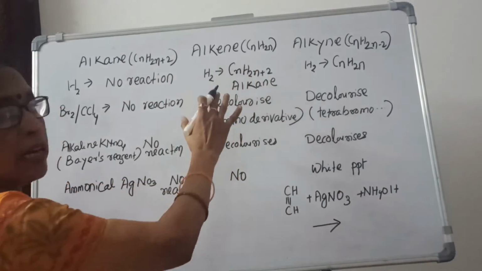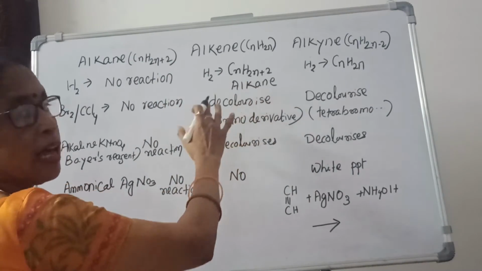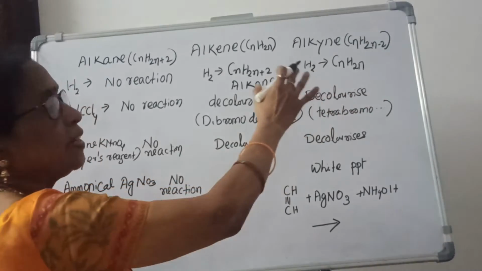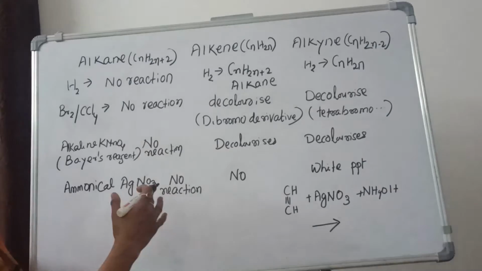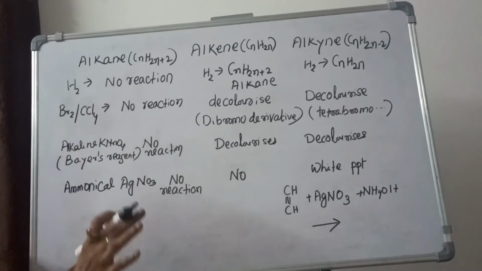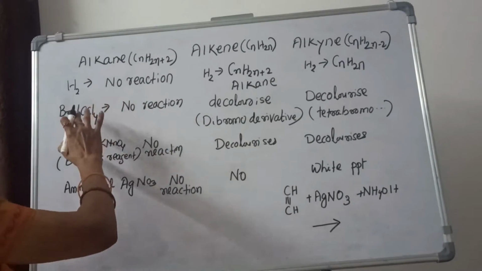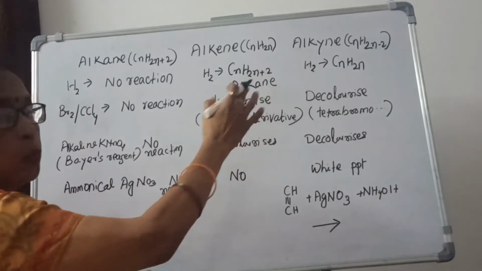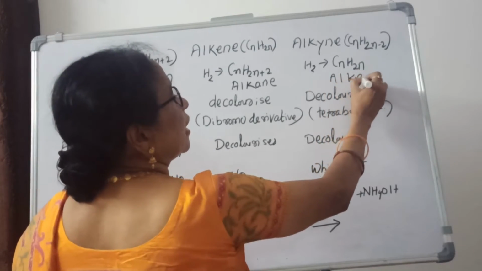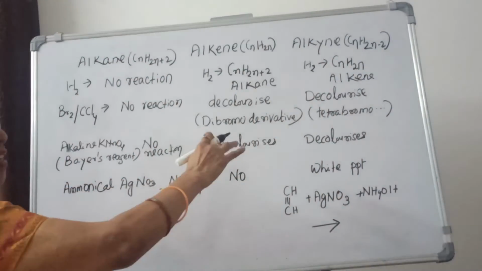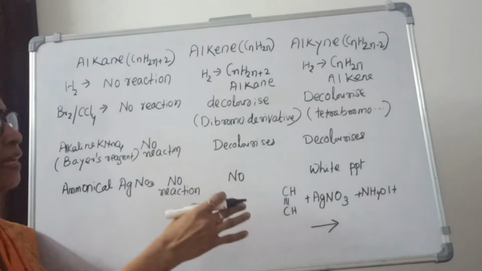And similarly alkene contains a double bond, that is why hydrogen reacts, and it gives alkane. Similarly alkyne, when it reacts with hydrogen, gives alkene. See again, alkane no reaction, alkene reacts with hydrogen and gives alkane, and alkyne reacts with hydrogen and gives alkene. That means if hydrogen is added, then the double and triple bonds gradually decrease.